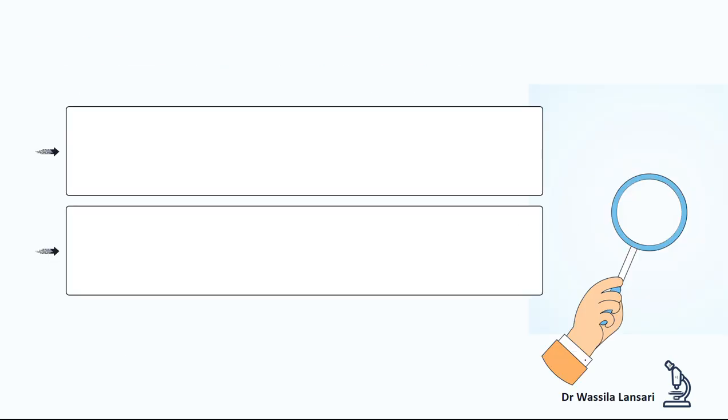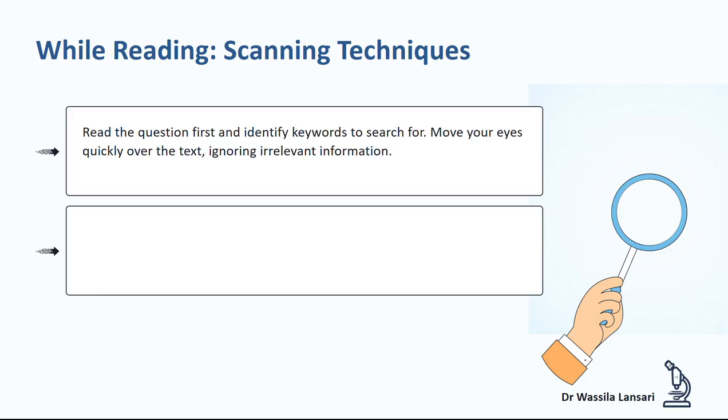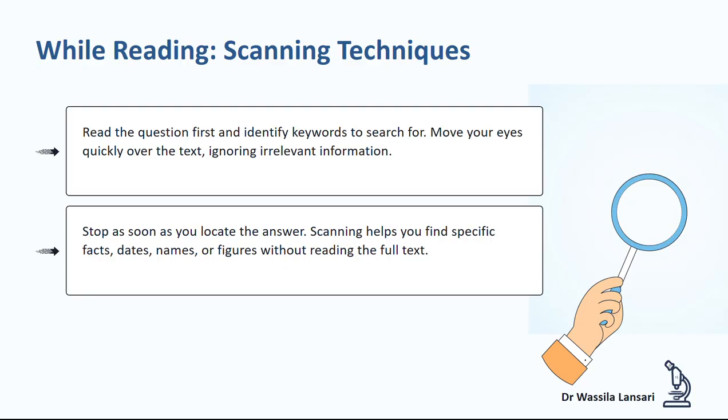The second strategy is scanning. Scanning is different because we read to find specific information. So first we read the question and identify the keywords. We have to move our eyes quickly over the text, ignoring irrelevant information. Stop as soon as you locate the answer. Scanning helps you find specific facts, dates, names, or figures without reading the full text.